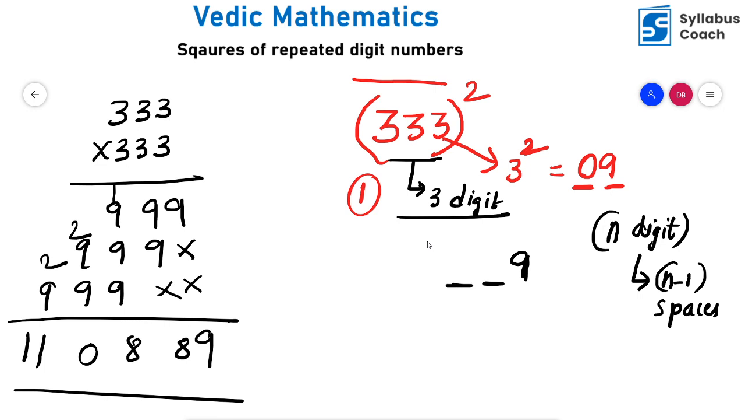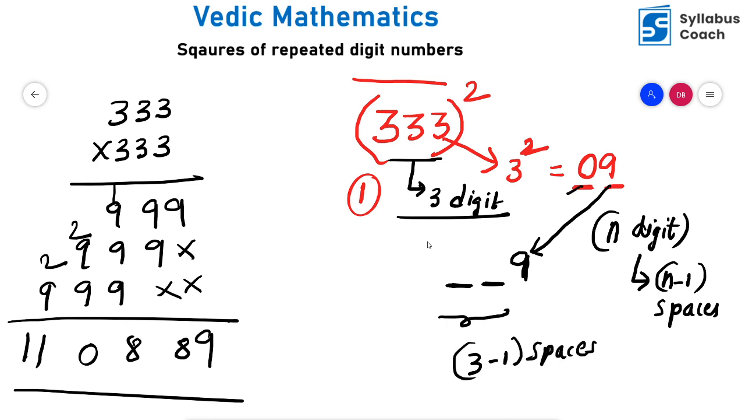So leave two spaces. This is the first number. I'm repeating again: write the first number to the right hand side, and now leave two spaces because the number is 3 digit. As the number is 3 digit, how many spaces should you leave? It's 3 minus 1, so 2 spaces are to be left before the last digit.